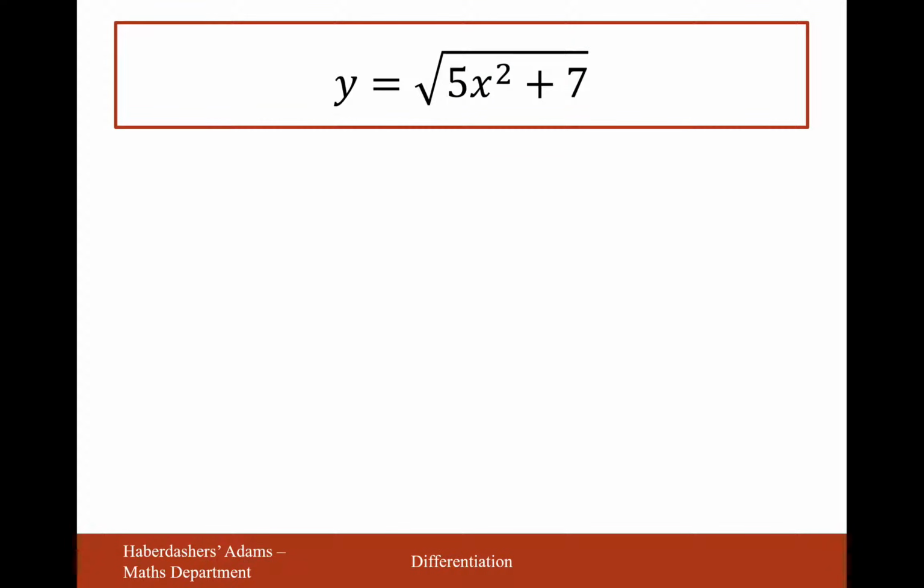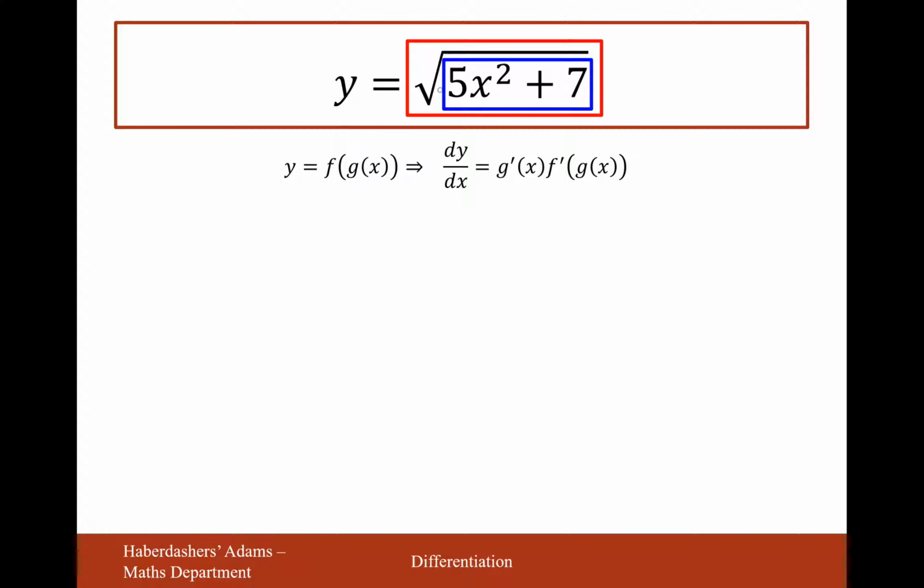Right then, so moving on to the next one, we've got y equals the square root of 5x squared plus 7. Students generally struggle to spot this one. In this case, it's the chain rule. We've got an inside function of 5x squared plus 7, and then an outside function of the square root. So the inside is 5x squared plus 7, the outside is square root. So let's write that down on the side because it's a little bit trickier, this one. Inside is 5x squared plus 7.